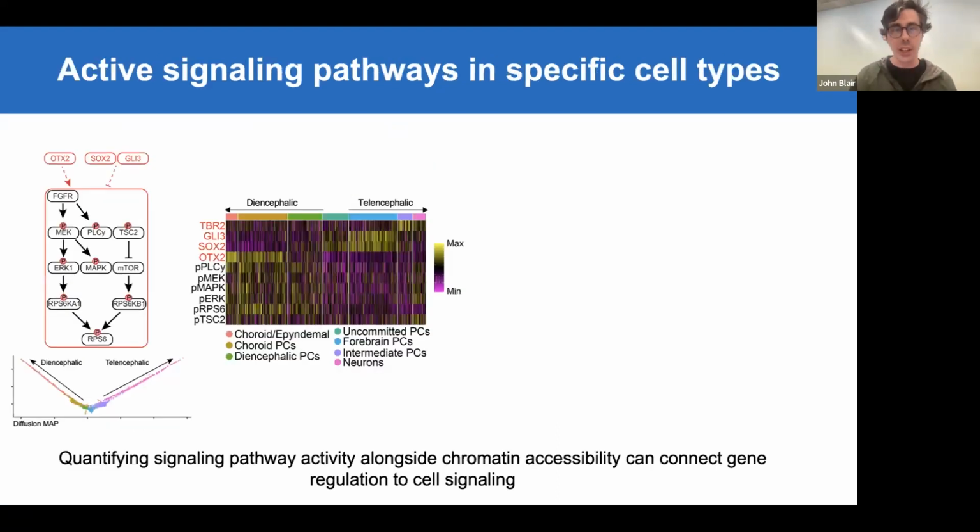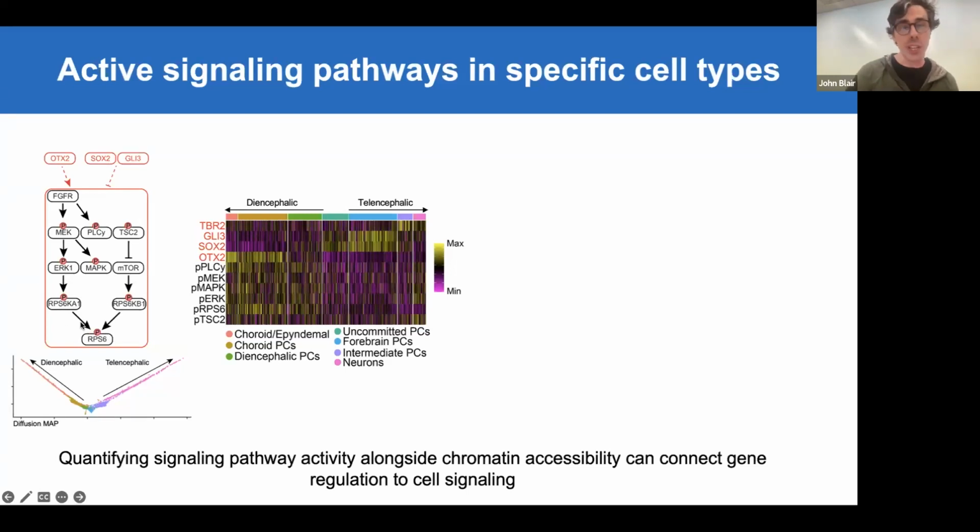So focusing on signaling first, we wanted to find differentially active signaling pathways in different cell types. And so what we observed in this data set was that there was an increase in phosphorylation of members of the MAP kinase ERK pathway that we observed in diencephalic cells, or cells from the diencephalic lineage versus cells from the telencephalic lineage. So this was interesting unto itself. But also the MAP kinase ERK pathway is specifically interesting because one of the terminal phosphorylation events of this pathway is phosphorylating ribosomal protein S6 through this kinase RPS6KA1.